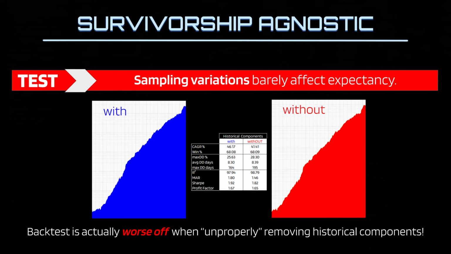Here are the stats including historical components. And now without. Does it look to you like survivorship bias is of any importance? Not if math was used first, and even less so when observing it from a massively significant statistical sample.